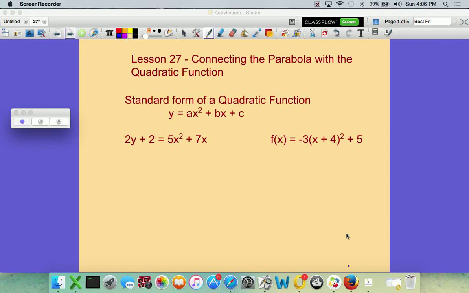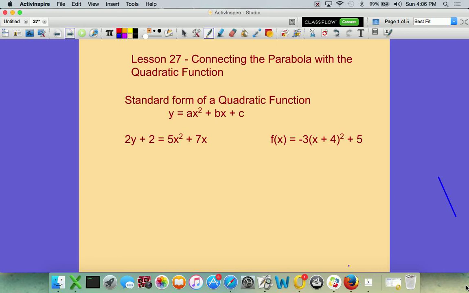Lesson 27, we are going to be connecting the parabola with the quadratic equation. Well, what that means, first of all, lesson 26, we were talking about writing equations of linear functions, so straight lines, into standard form. Now we've got a new standard form equation. Main thing to remember with this, get it set equal to y, and then we can't have any parentheses. And then from there, put our x squared first, our x, and then our constant term at the end.